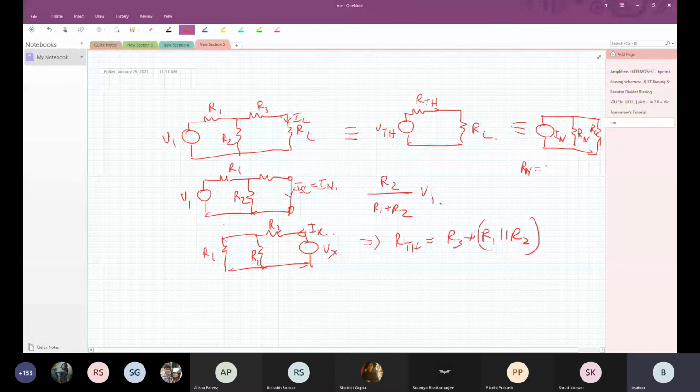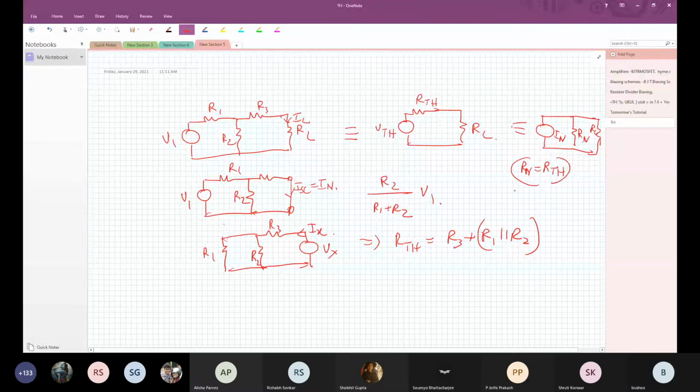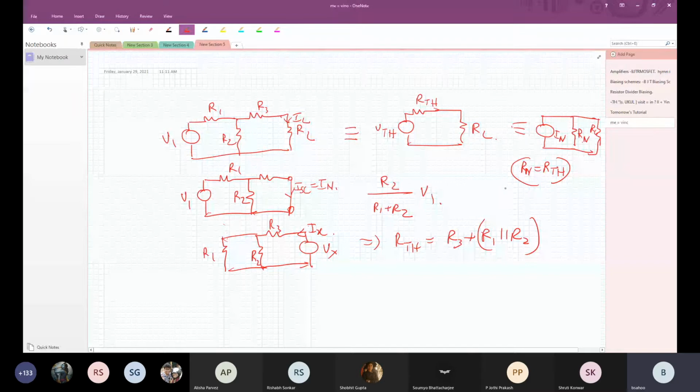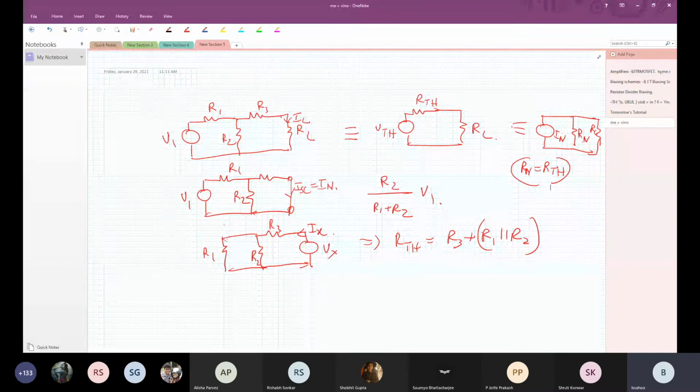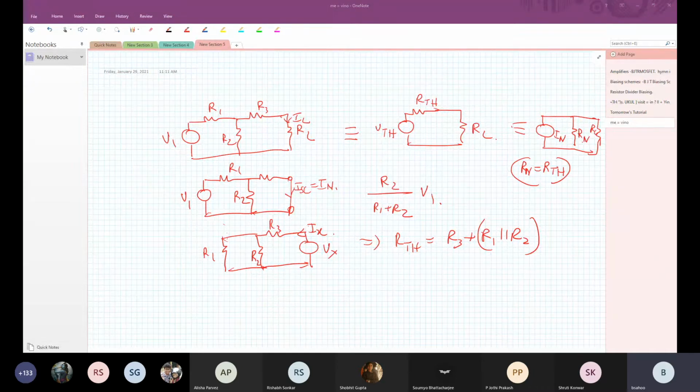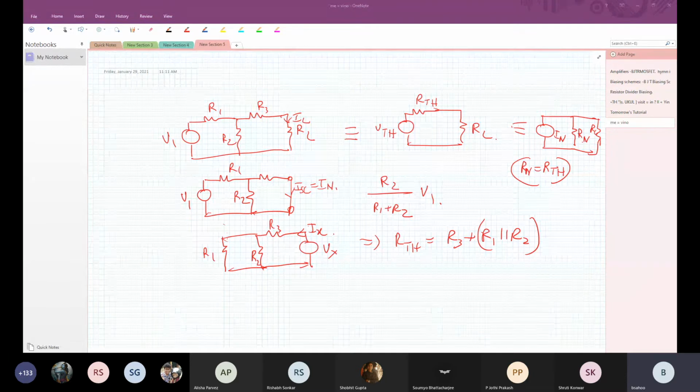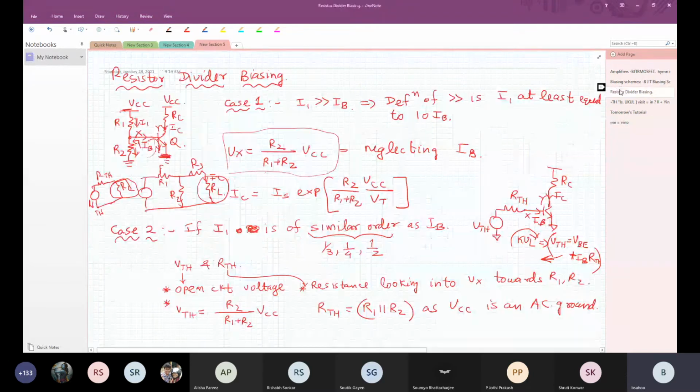Am I clear? Yes, sir. Okay. I'm assuming that you know Thevenin Norton, and I did not delve into this. Why did I do this Thevenin equivalent, Norton equivalent? Why was it like this? I hope it is clear. So if it is not, then please stop me and let's analyze it.